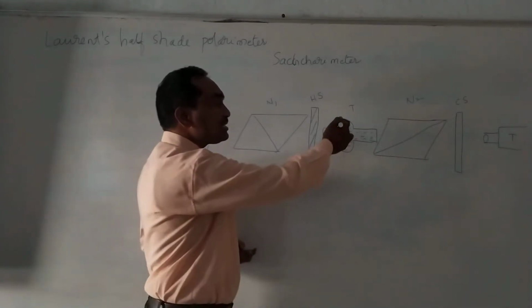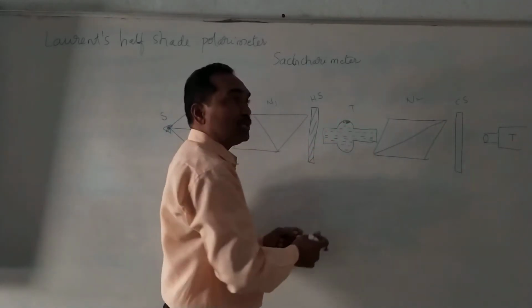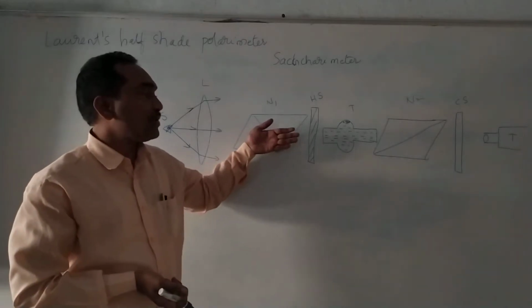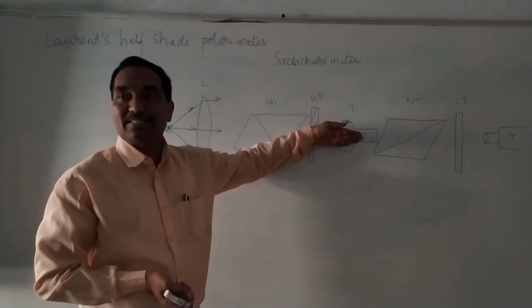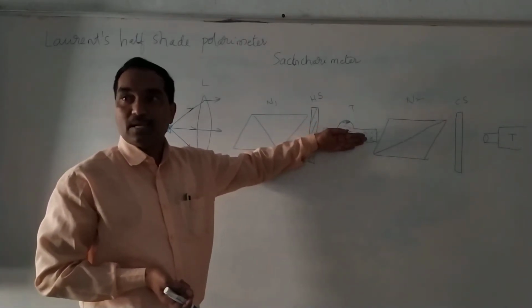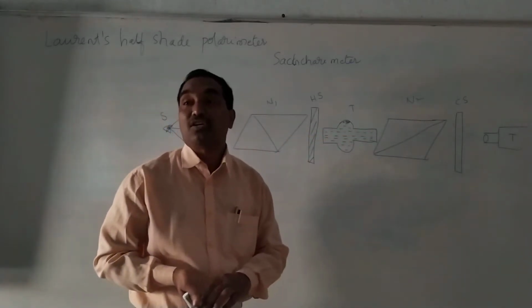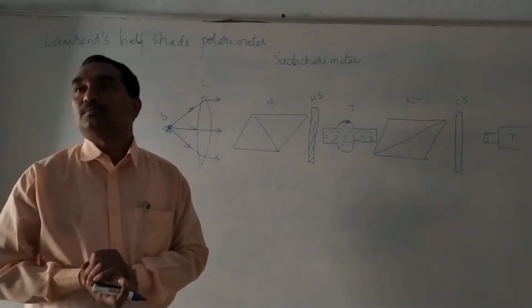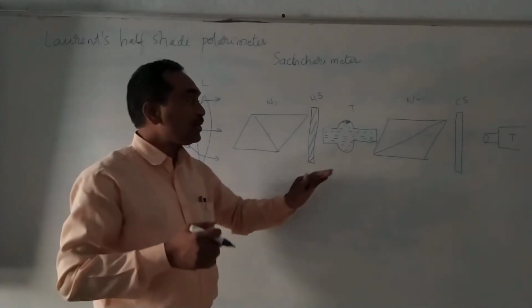Now, when we fill this glass tube T with sugar juice, then what happens? The plane of vibration of the plane polarized light rotates. Then what happens? The intensity is not dark. Actually, what is the importance of this?